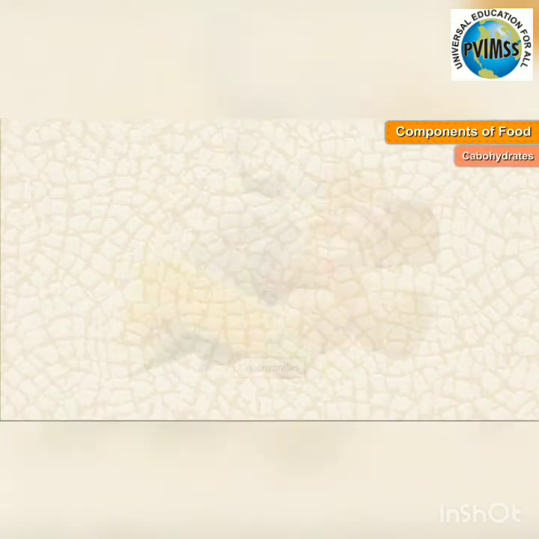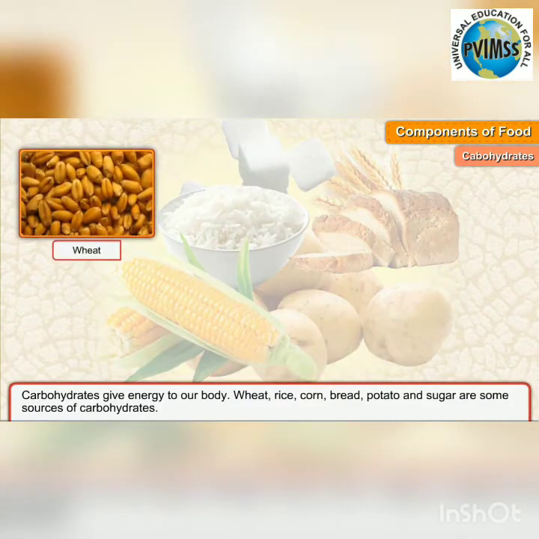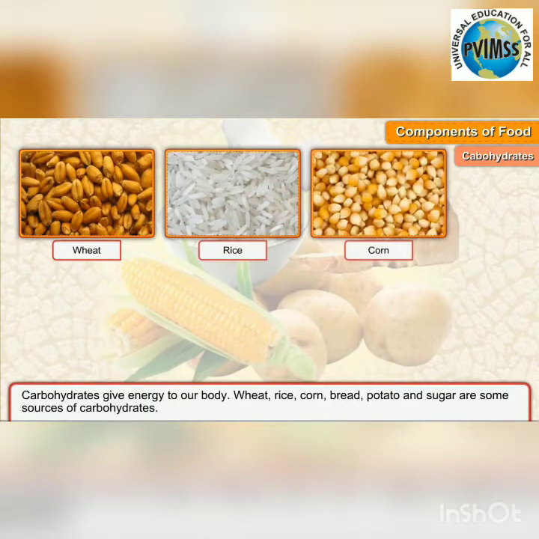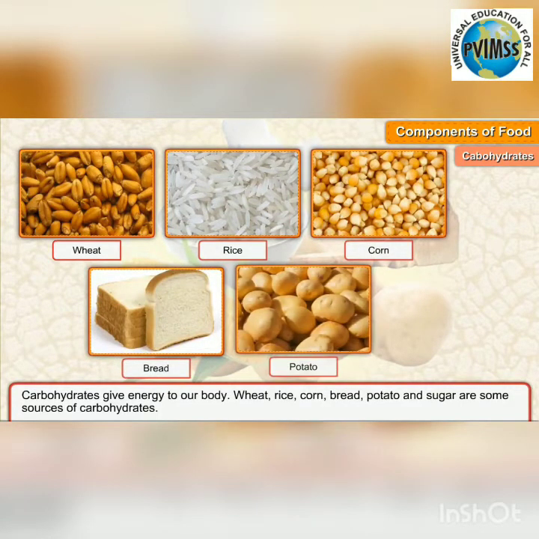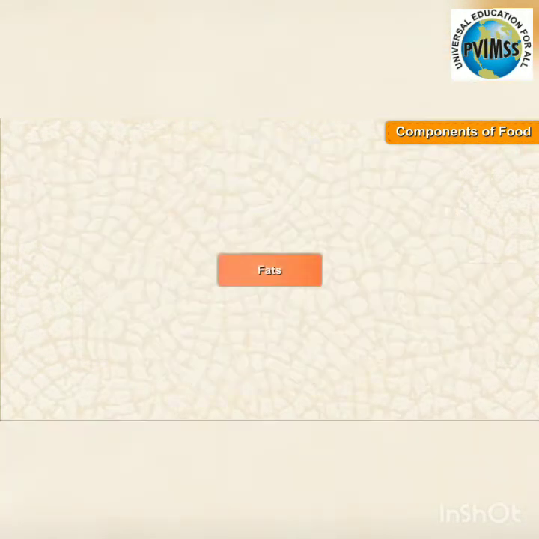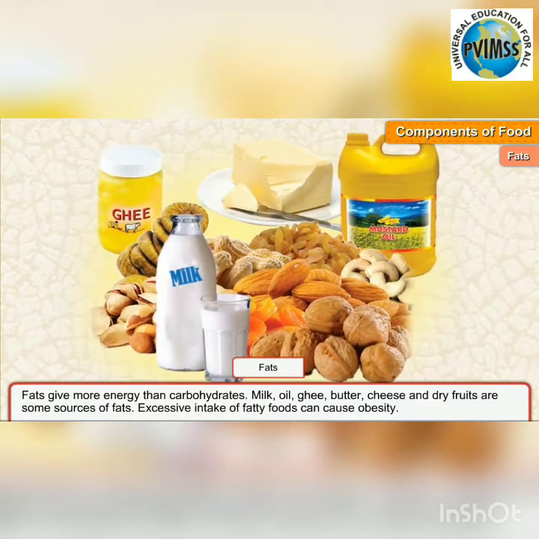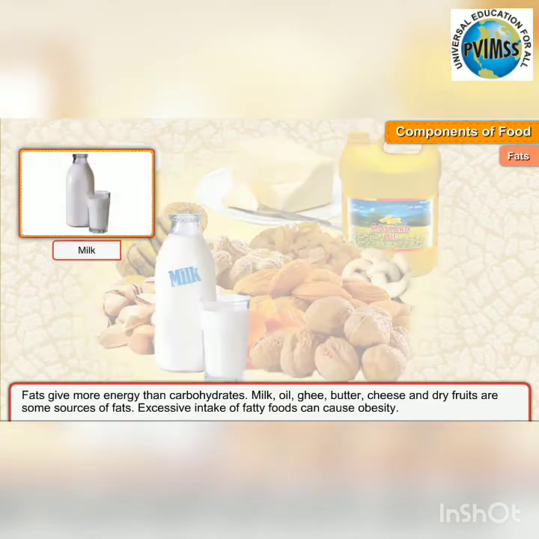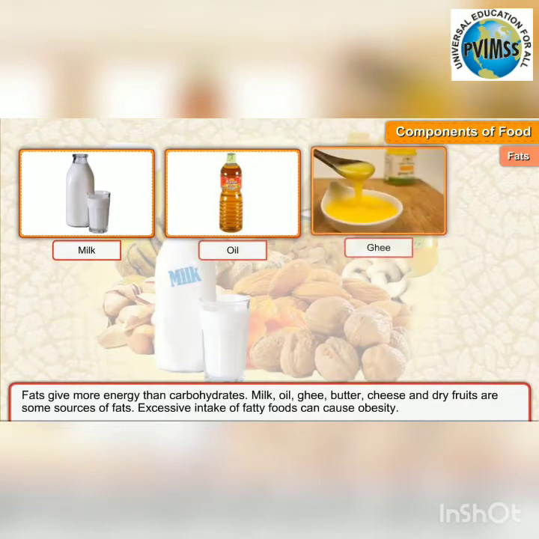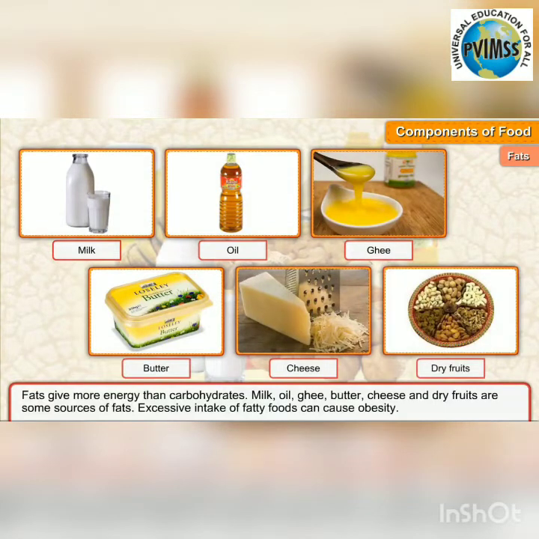Carbohydrates. Carbohydrates give energy to our body. Wheat, rice, corn, bread, potato, and sugar are some sources of carbohydrates. Fats. Fats give more energy than carbohydrates. Milk, oil, ghee, butter, cheese, and dry fruits are some sources of fats. Excessive intake of fatty foods can cause obesity.